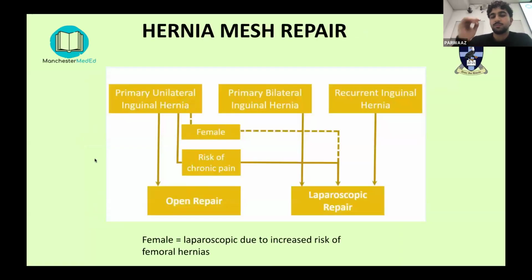This is just a little diagram. It's actually a bit confusing, to be honest, but just remember what I said before about laparoscopic or open repairs of inguinal hernias. If it's bilateral, think of the camera going to both sides, so it will be laparoscopic, and if it's unilateral, then open repair. Females usually tend to get laparoscopic surgery because they have an increased risk of femoral hernias and an increased risk of chronic pain as well. So usually we'll get it done laparoscopically.